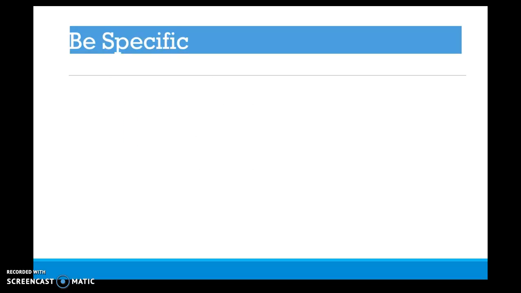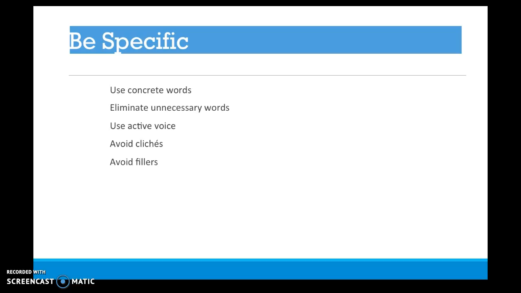Be specific. Get to the point and follow these tips. Use concrete words, words that relate to the use of the 5 senses. Eliminate unnecessary words and try to use active voice. Also, avoid cliches, or overused words or phrases that have lost their effect because of this overuse. Avoid fillers, unnecessary sounds, words, or phrases that serve no purpose and do not add understanding to the message.